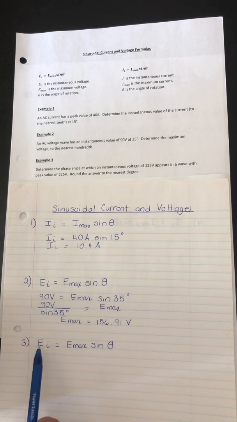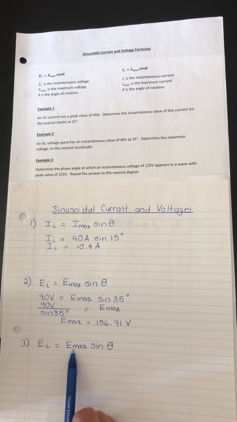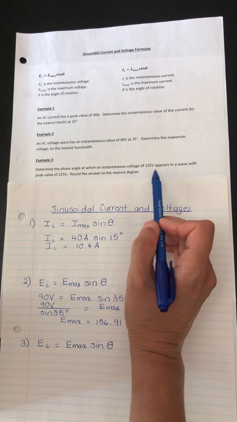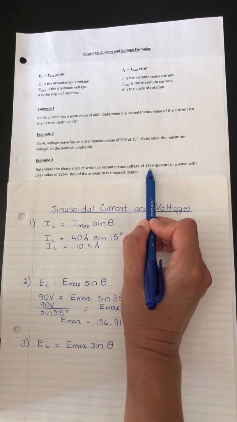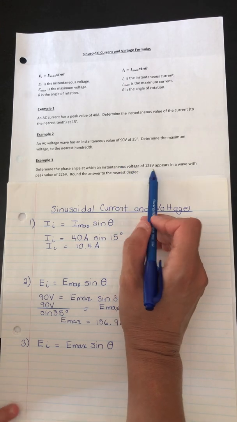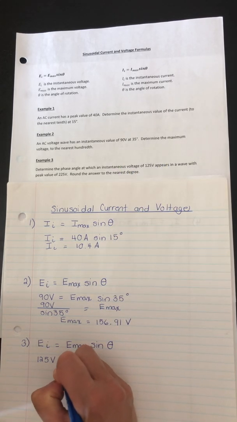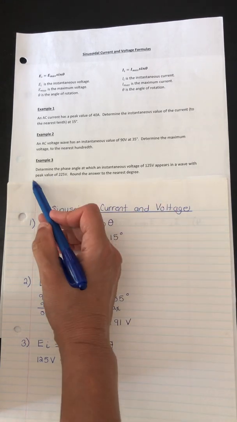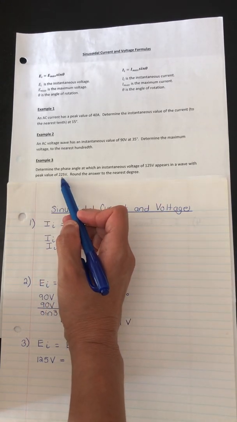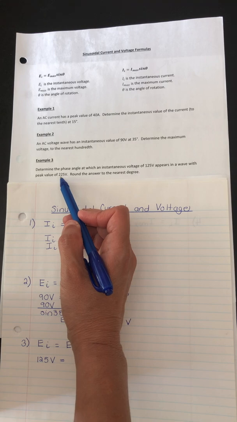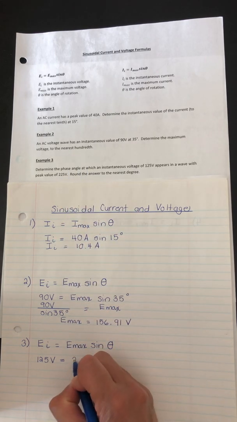Now, we're going to substitute a value here for EI and here for E max. So this is EI. It's the instantaneous voltage, so it goes here. And this peak voltage is also the same as the maximum voltage, so it goes here.